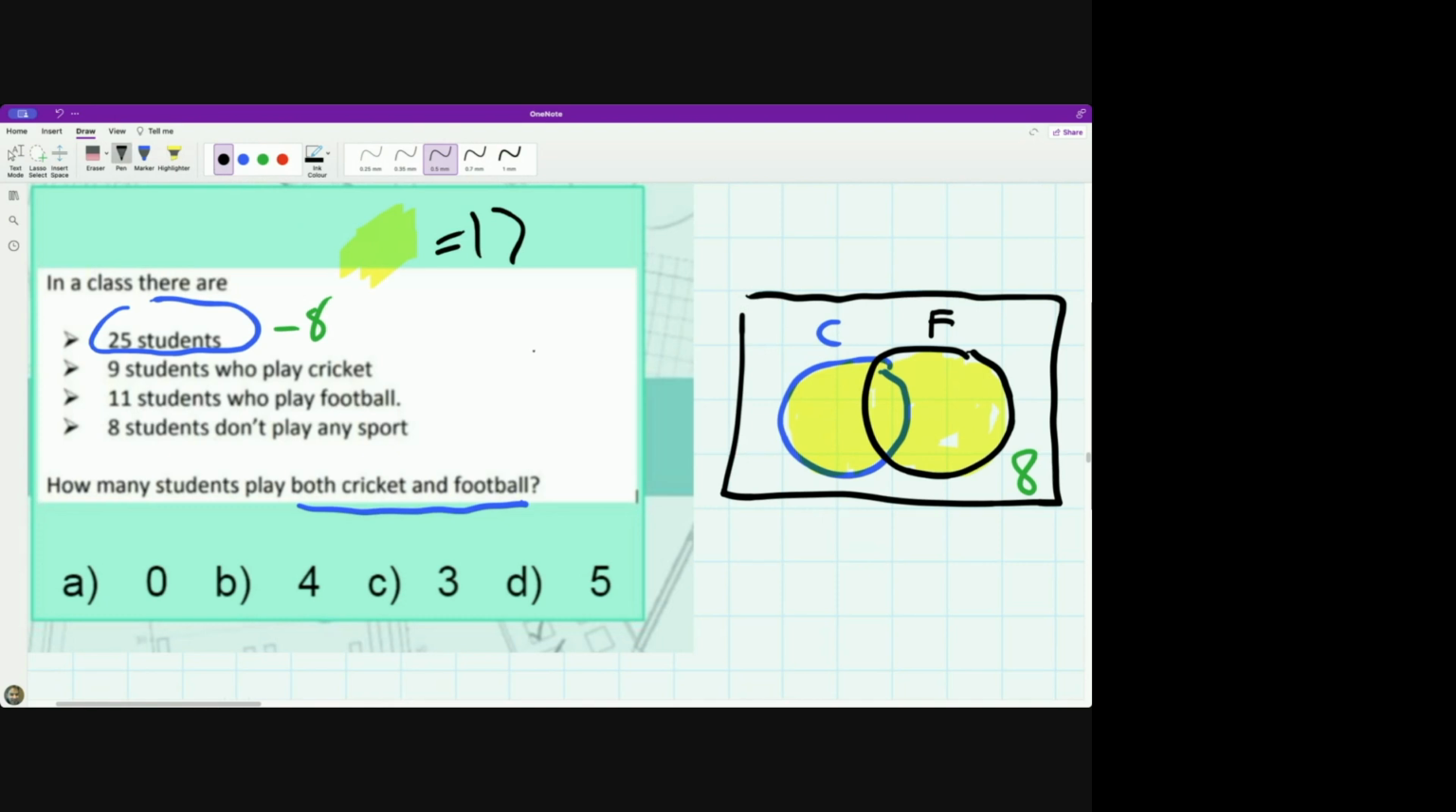Okay, now it says 9 students play cricket. So that's the blue circle. 11 students play football. But we don't know how many people play both. So you know what we're going to do? We're going to make this X. If this is X, and we know that there are 9 students who play cricket, that must be 9 minus X. And football, 11 play football, but then this must be 11 minus X.